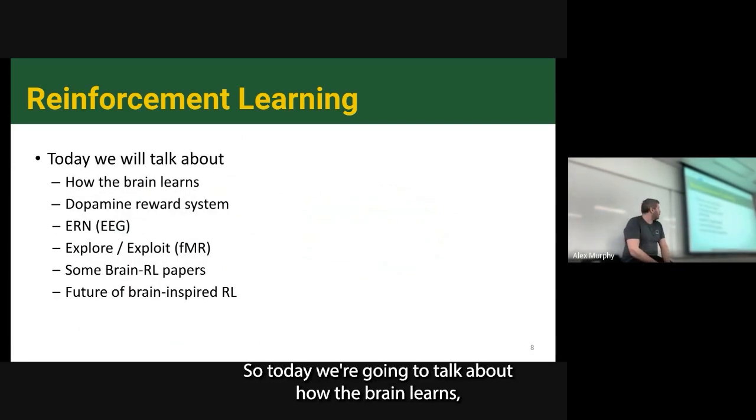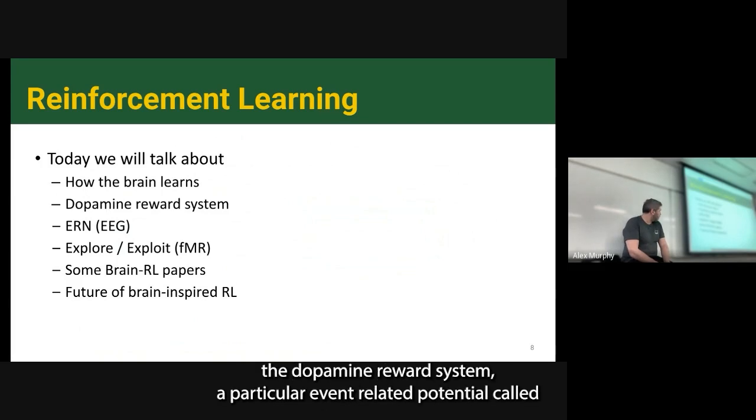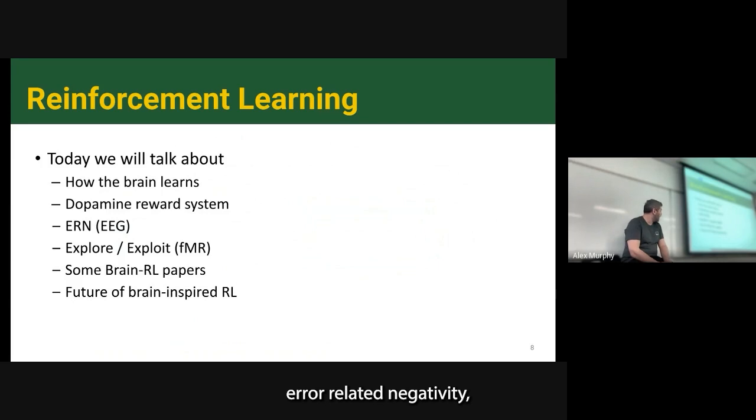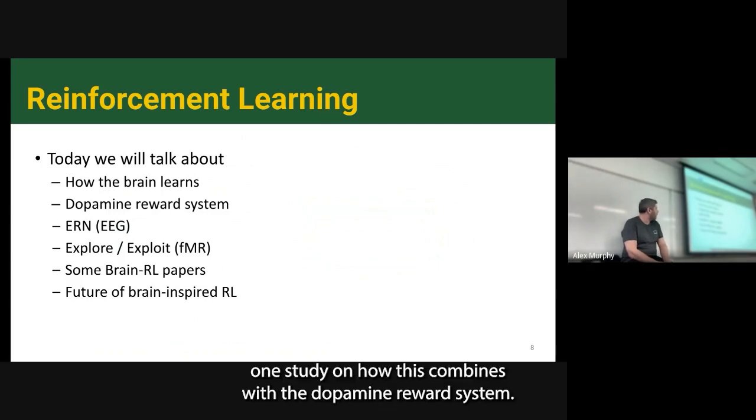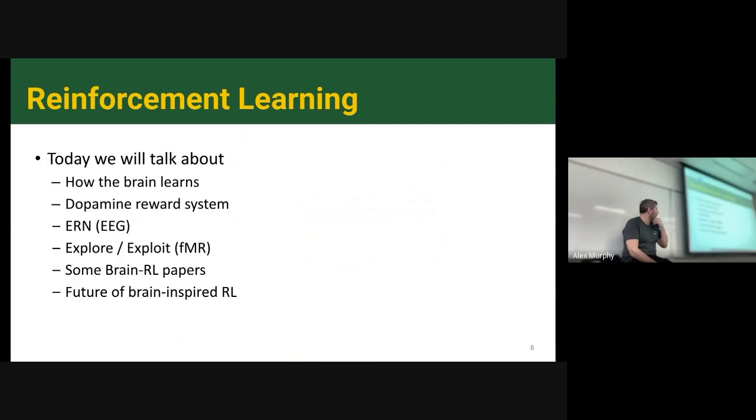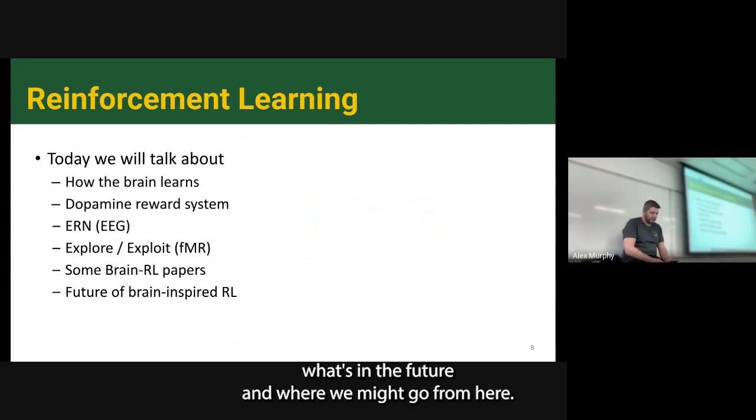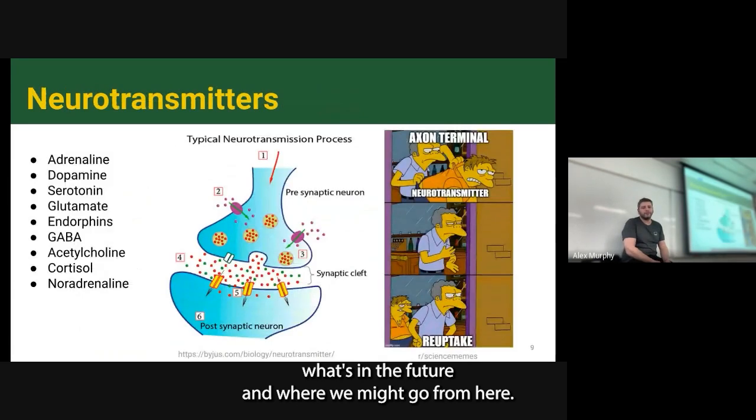So today we're going to talk about how the brain learns: the dopamine reward system, and a particular event-related potential called the error-related negativity. One study on how this combines with the dopamine reward system. Then we'll look at an explore-exploit fMRI study, some other comments on brain RL papers, and then where we're at, what's in the future, and where we might go from here.